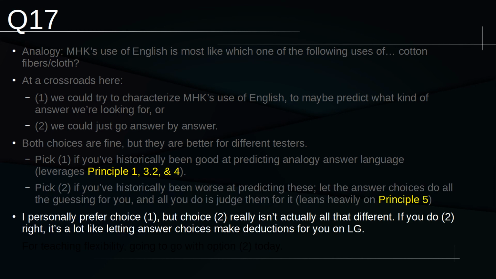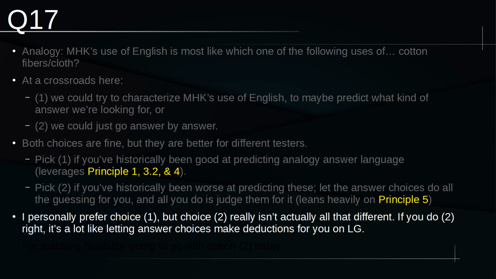And ironically, or just oddly, despite my unpreference for predictive work, when it comes to analogies, I do prefer choice 1. I do like to predict ahead of time. And I think that's just because I like analogies and it comes easier to me that way. But my point is, even though I personally prefer choice 1 as a practical matter, choice 2 really isn't all that different.